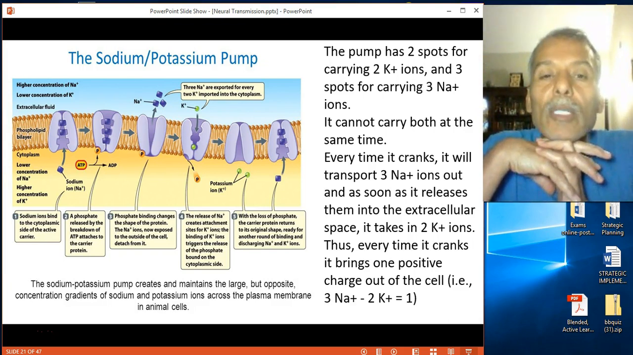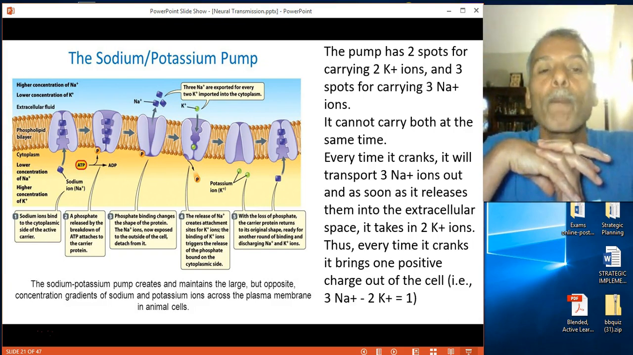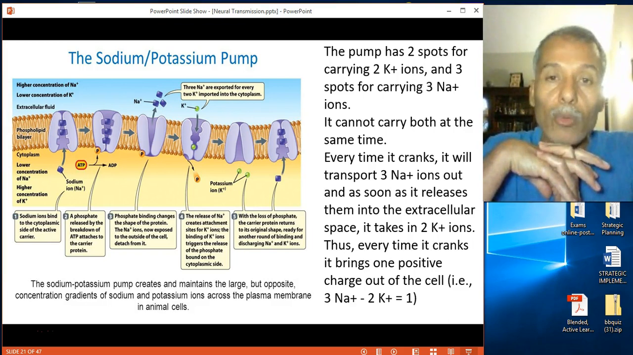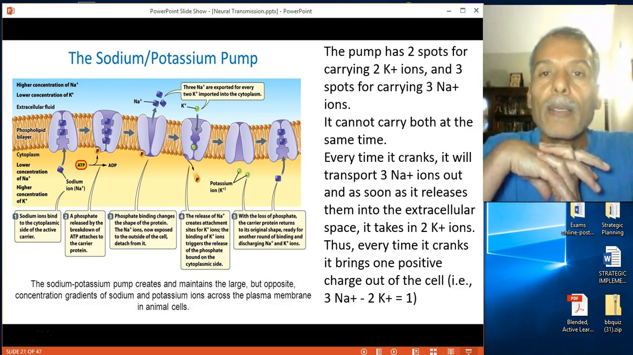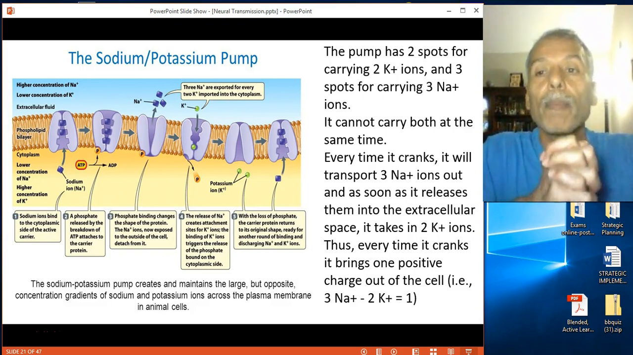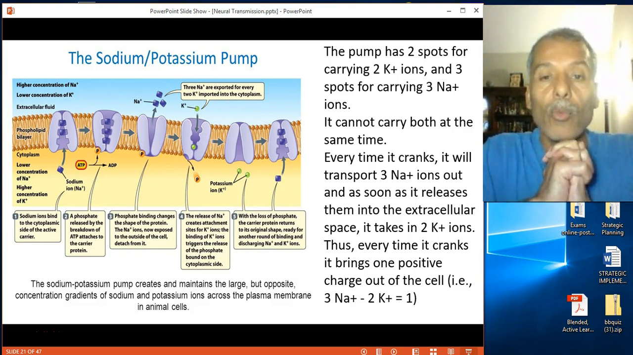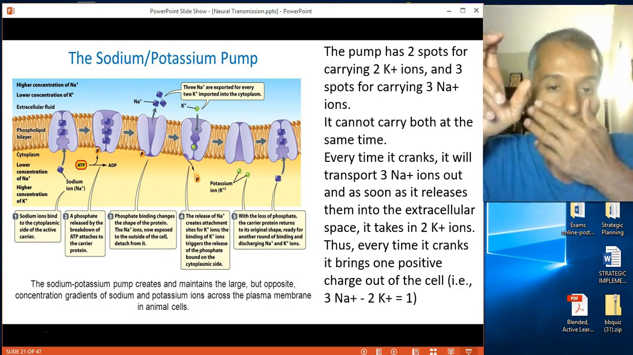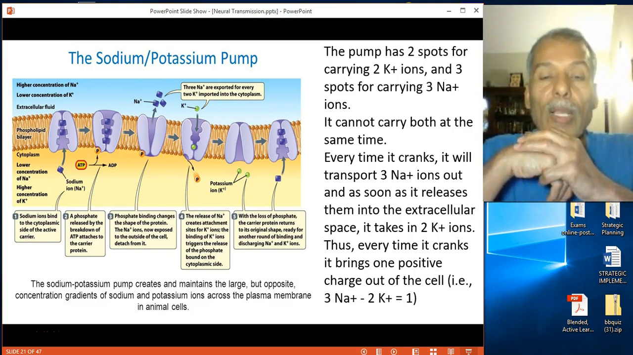How many sodiums will be transported to the outside, from the cell to the outside, in 10 cranks? So every time the channel transports 3 sodiums. How many sodiums will be transported outside in 10 rounds? Okay. How many potassium ions will be brought from outside to the inside in the 10 times?